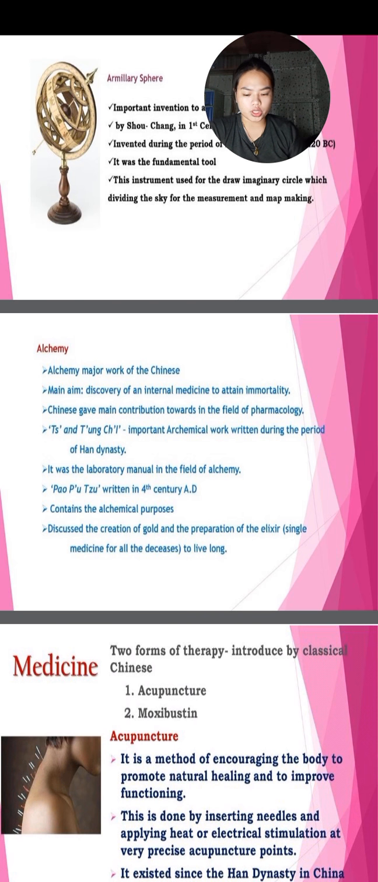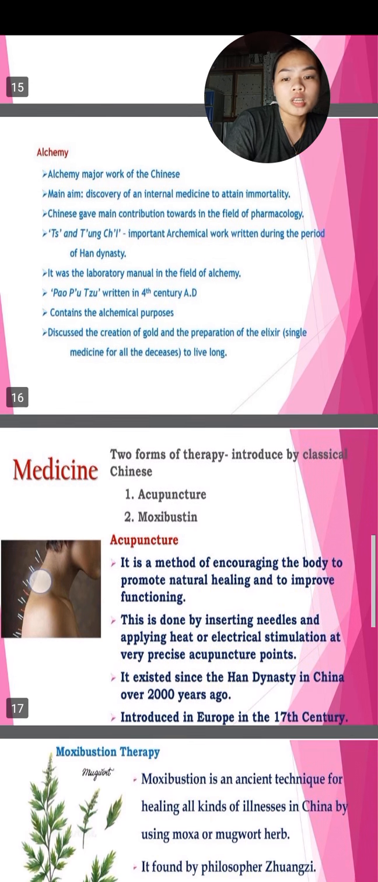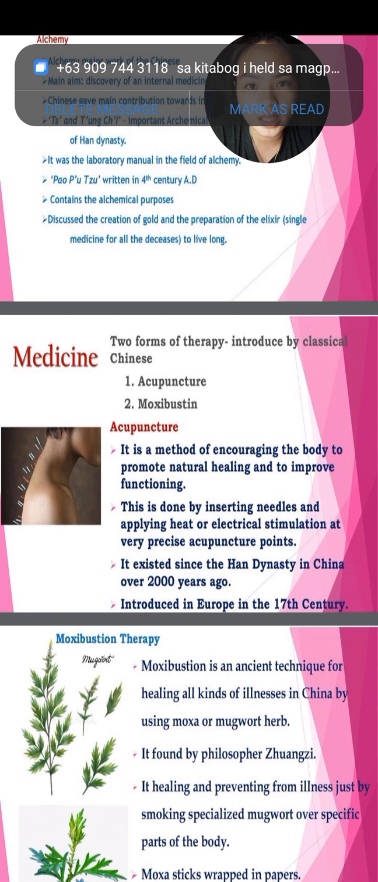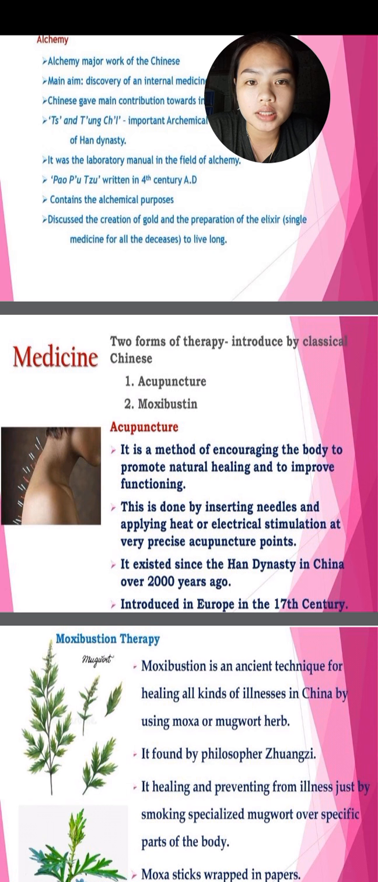So in acupuncture, the practitioner inserts needles into certain points of the body to enable the life force energy to move properly. So the two forms of therapy contributed by the Chinese civilization are the classical Chinese medicine, which is acupuncture and moxibustion. So acupuncture is a method of encouraging the body to promote natural healing and to improve functioning.